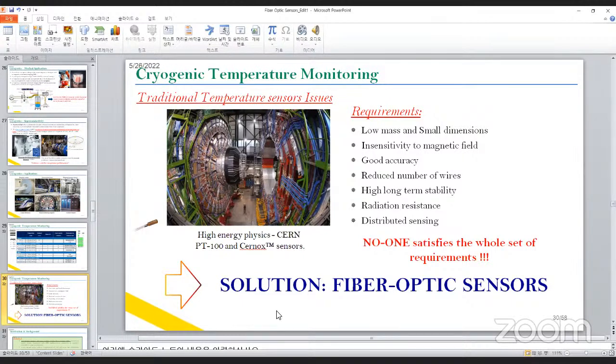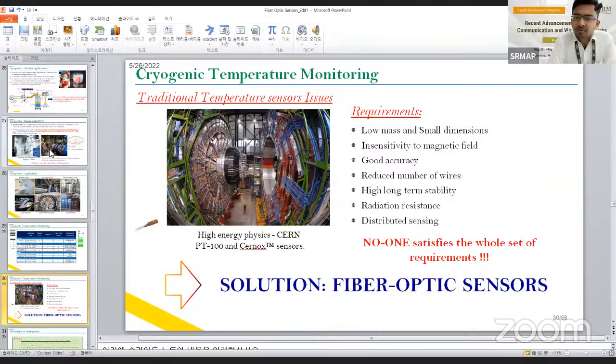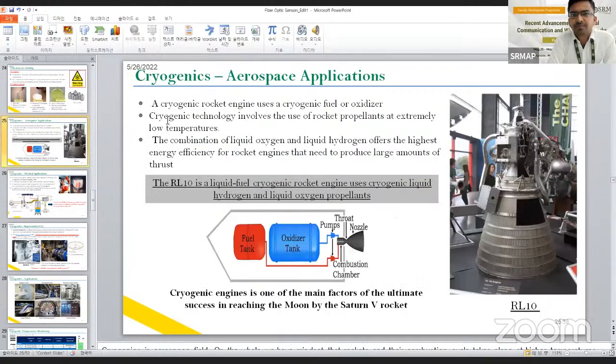However, as I told, for this type of advanced application the cost is not a big issue. They need high performance, and implementation in this field is very important. This type of advantage gives more room for the development of fiber optic sensors. You cannot use a fiber optic sensor for day-to-day life applications because there are no extreme conditions, right? So that is the main point. Okay, thank you.